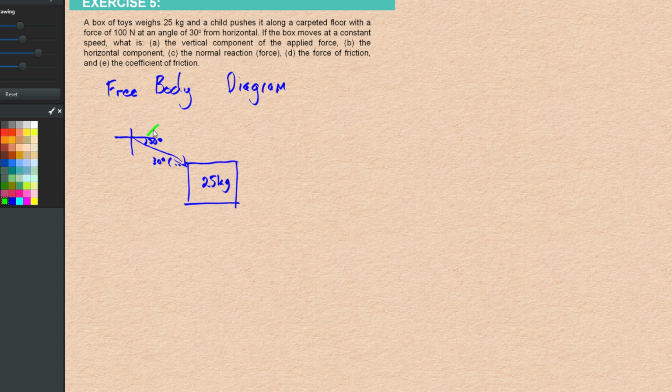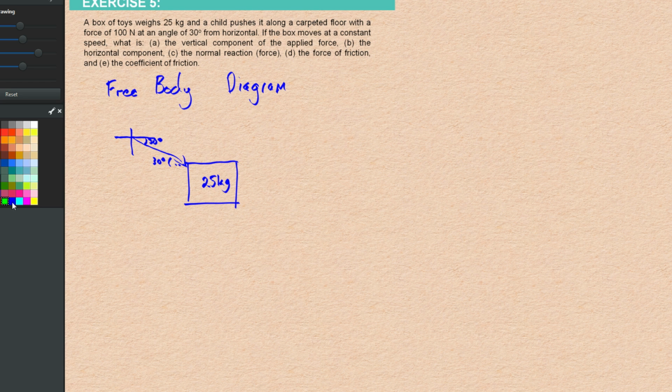The angle in there is a more useful one because it's from the start of the vector to the end of the vector, and that's the one that we would use when working out what the x and y components of that vector are. But it is the same size as that 30 degrees from the horizontal.